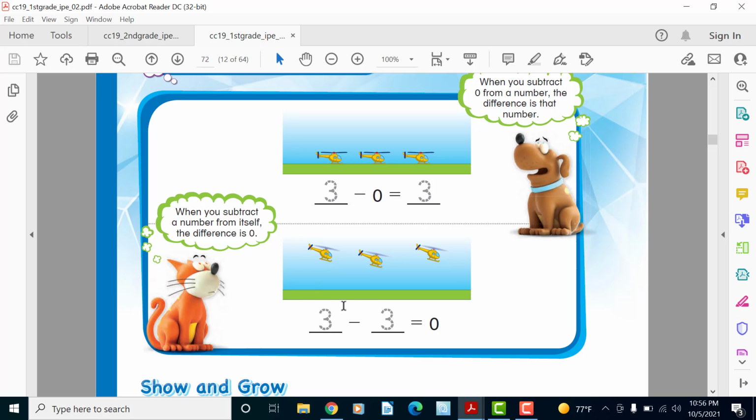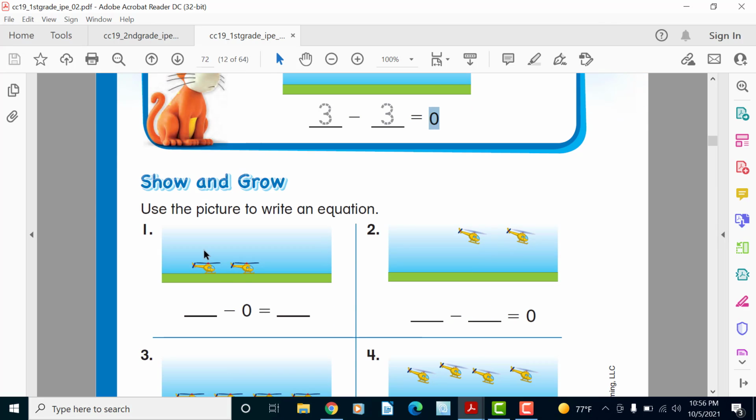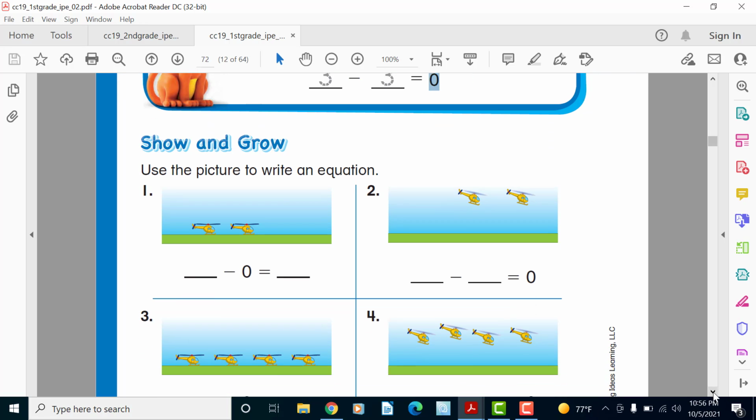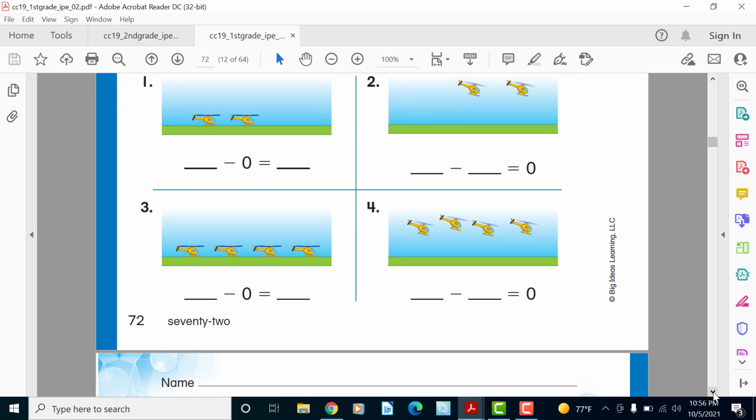Here, 3 were on the ground. 3 go up into the air. That leaves 0 on the ground. Descartes the cat says when you subtract a number from itself, the difference is 0. Use the picture to write an equation, right? 2 on the ground, none go up into the air. How many are left on the ground? 2 were on the ground. How many are up in the air now? None are left on the ground. Use the same procedure for 3 and 4.